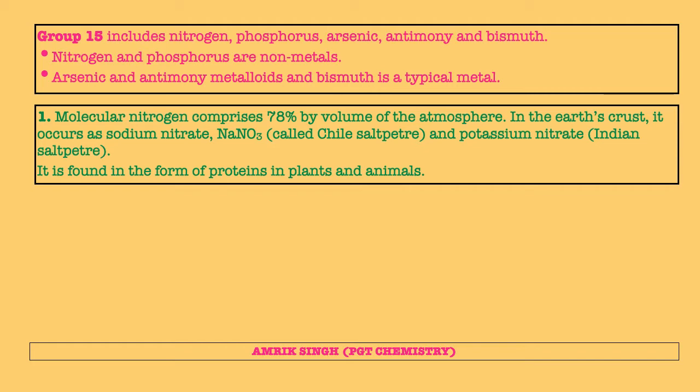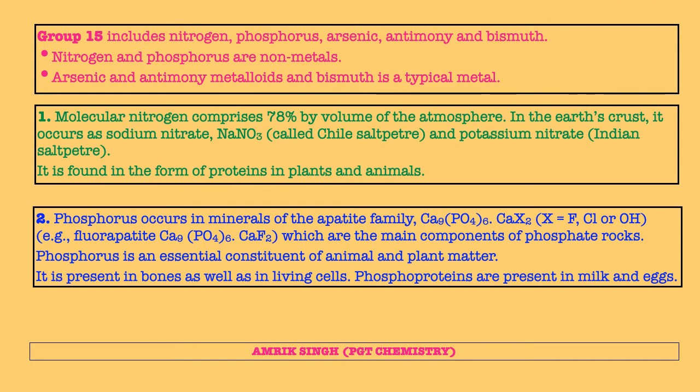It is found in the form of proteins in plants and animals. Now, what about the existence of phosphorus? Phosphorus occurs in minerals of the apatite family, that is Ca9(PO4)6·CaX2, where X is equal to F, Cl or OH. An example is fluoroapatite, that is Ca9(PO4)6·CaF2, which is the main component of phosphate rocks.